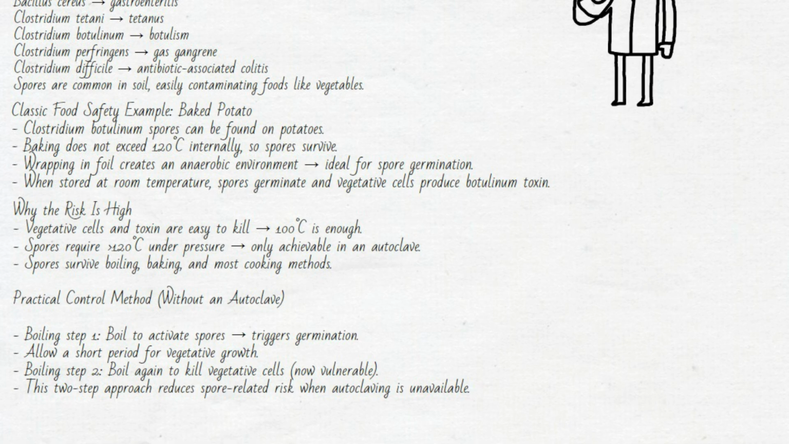The risk is so high because killing the active cell or the toxin only takes 100 degrees Celsius, but killing that spore requires temperatures above 120 degrees Celsius under elevated pressure, that you only get from an autoclave. The spore survives everything but the autoclave. In the absence of an autoclave, spores can be largely eliminated by a primary boiling to activate germination, and after a short period of vegetative growth, a second boiling to kill the now vulnerable vegetative cells.